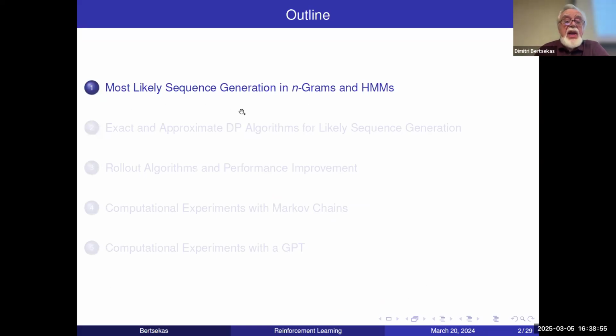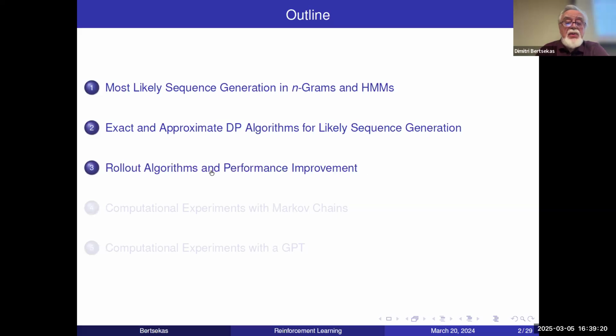So here's the outline. We'll first discuss this problem of most likely sequence generation in the context of n-grams, and also briefly in HMMs. Then I'm going to discuss the formulation of the exact dynamic programming algorithm and approximate versions for solving the problem. Then we're going to talk about rollout algorithms, discuss the issue of performance improvement, various variations. And then in the second half of the lecture, Yucha will take over and discuss some computational experiments with Markov chains and also with a GPT that he has programmed.